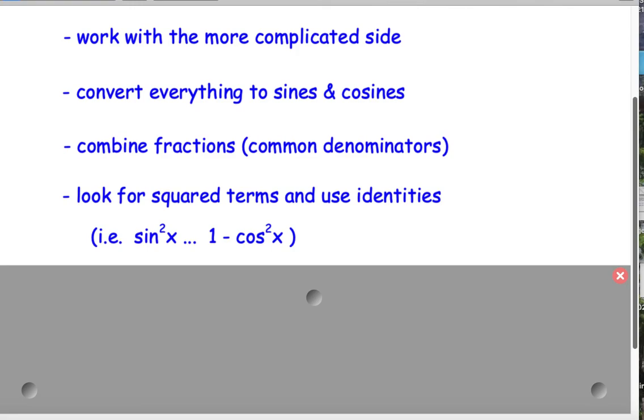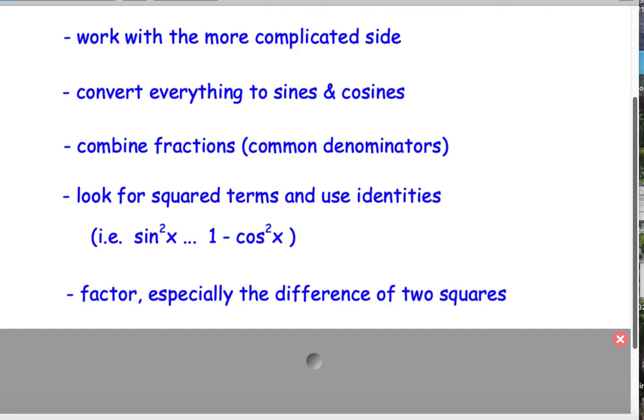Look for squared terms, especially a sine squared or a cosine squared or a tangent or secant squared, and then use one of those Pythagorean identities. And you may need to rearrange the identities to get what you need. For example, the sine squared plus cosine squared is 1. But if we move the cosine to the other side, then we have an expression for the sine squared, or vice versa.